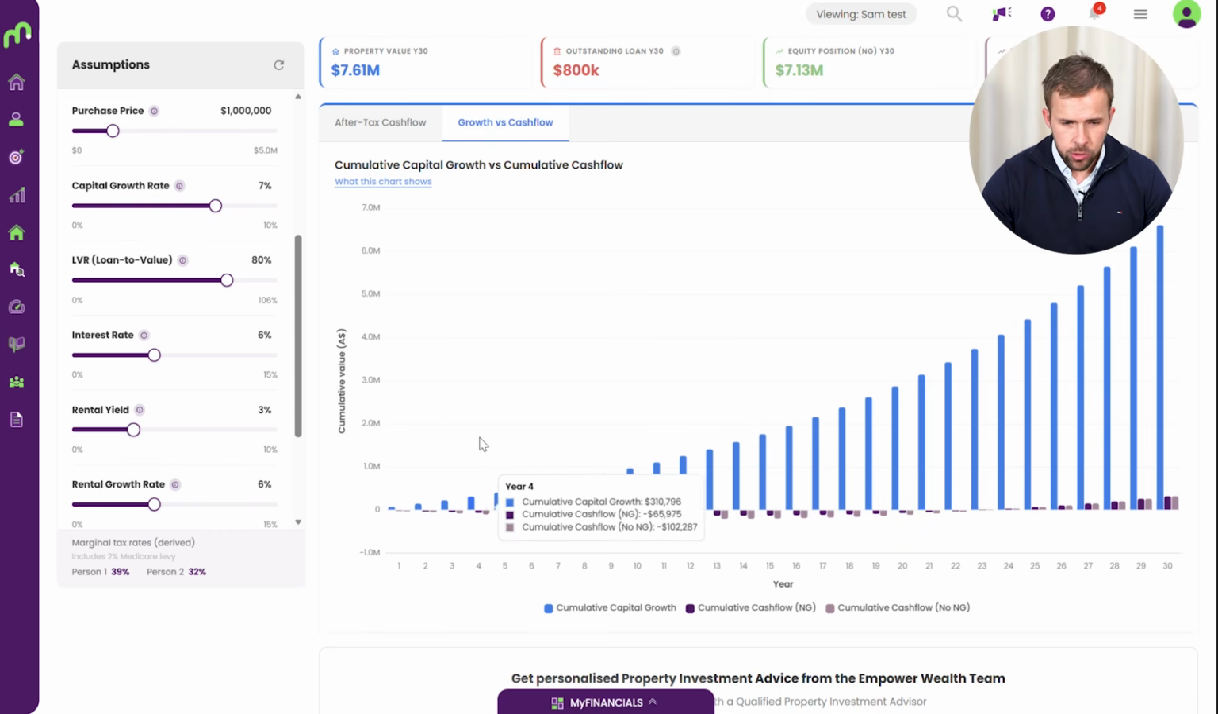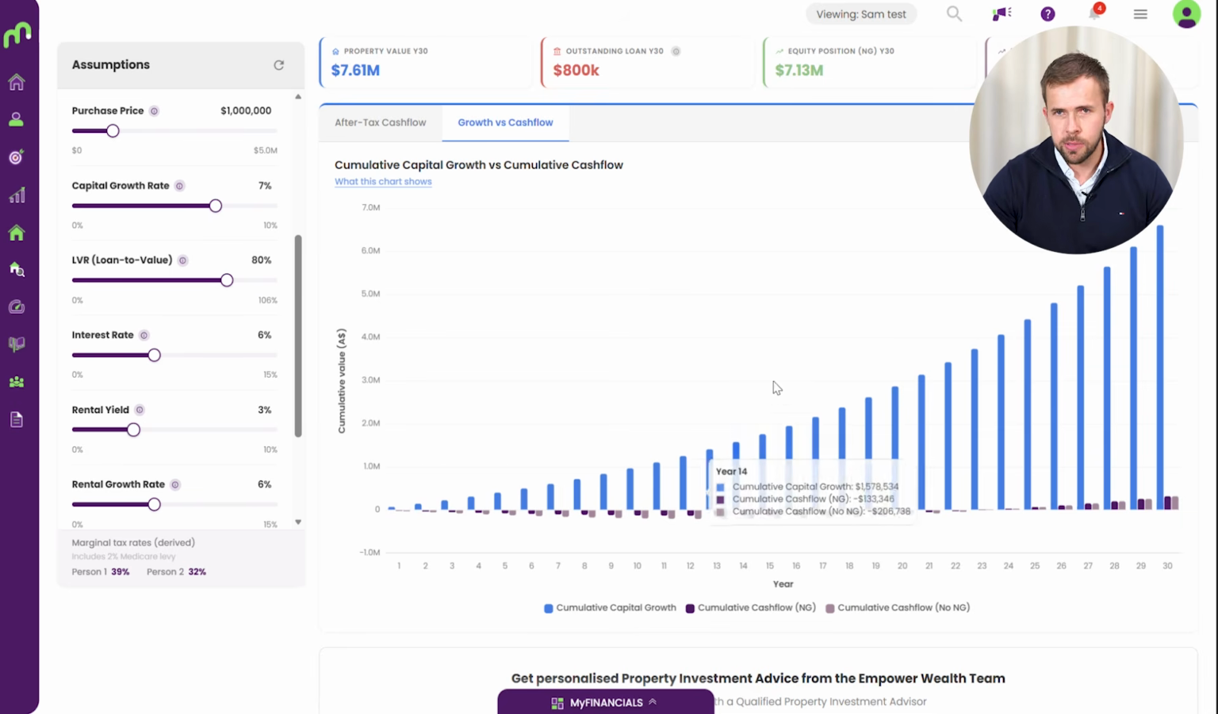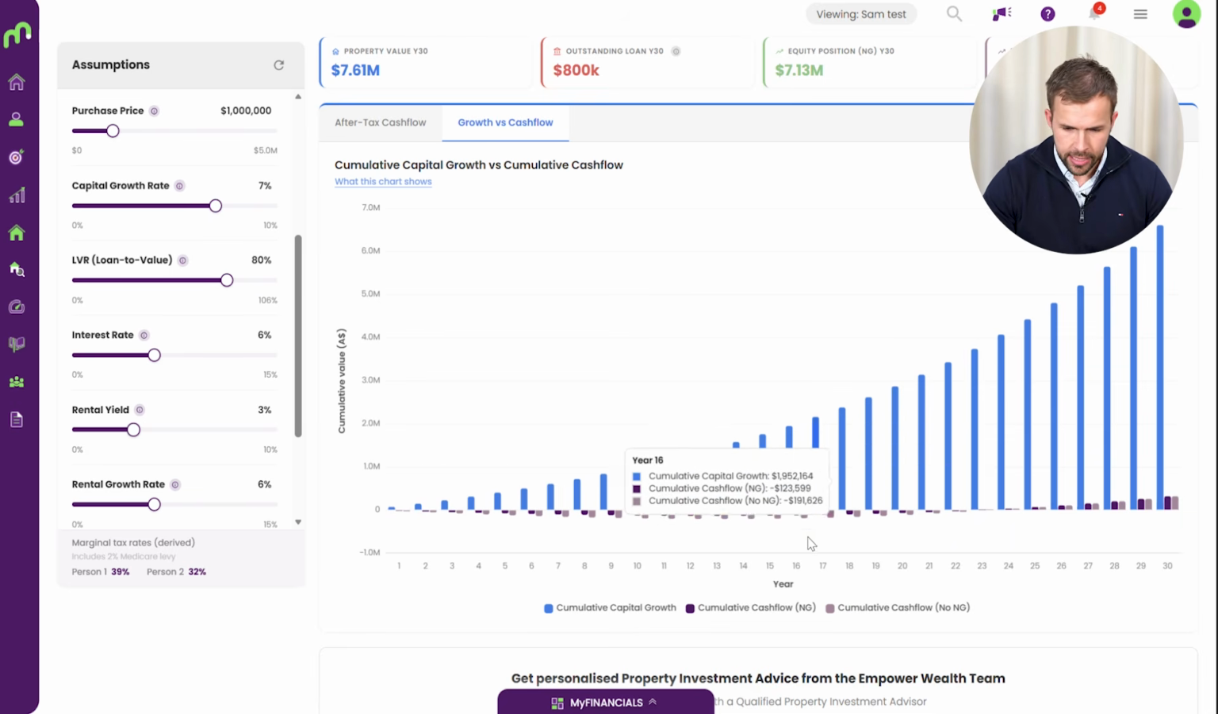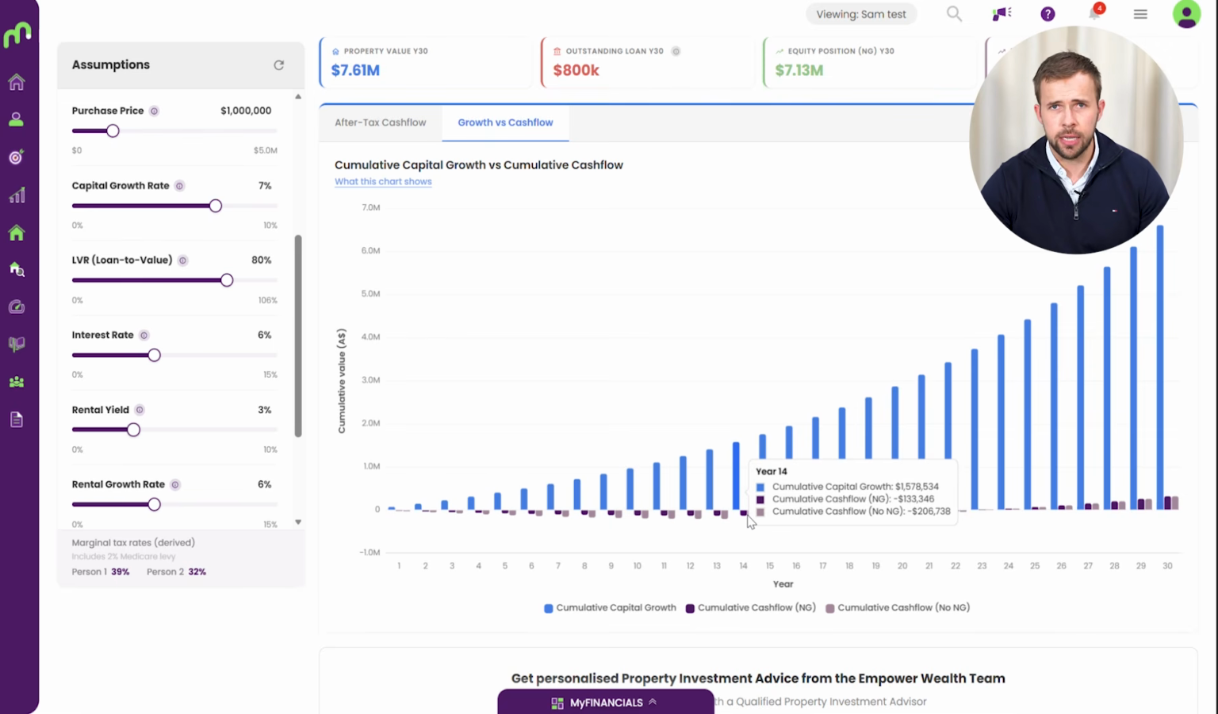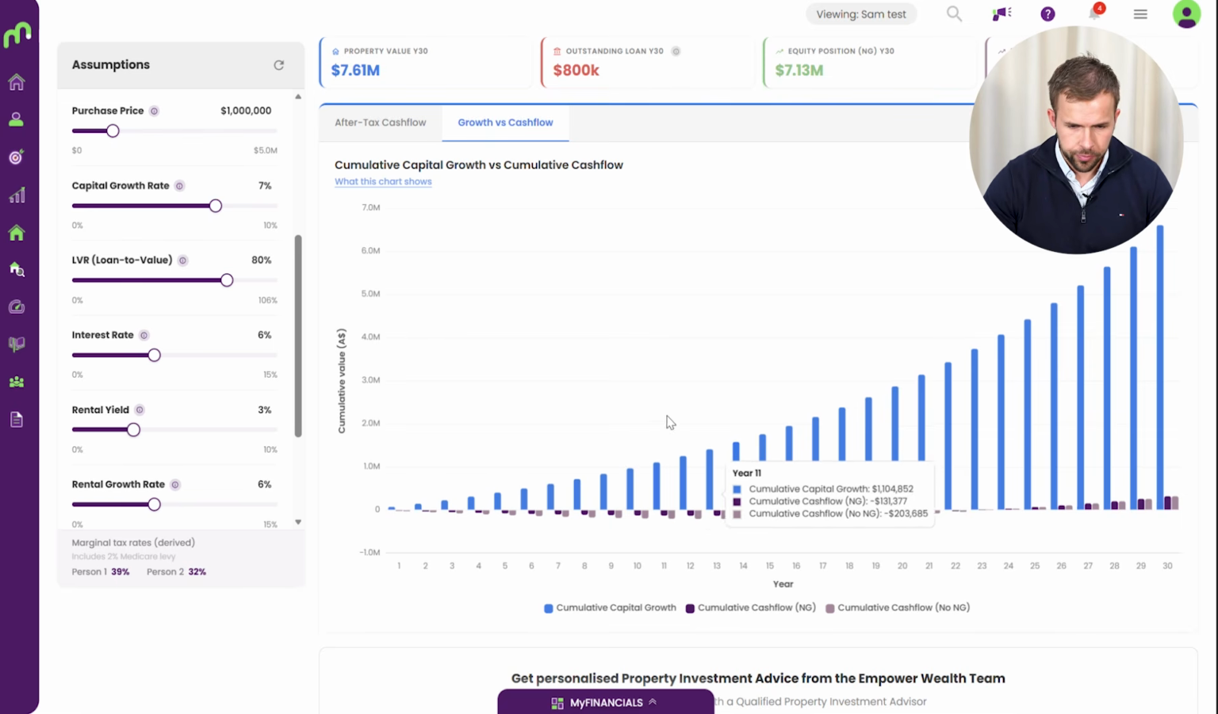So again, this will change if you do want to play around with different scenarios. This will update as well here. We can see again the no negative gearing and the negative gearing down in the bottom.